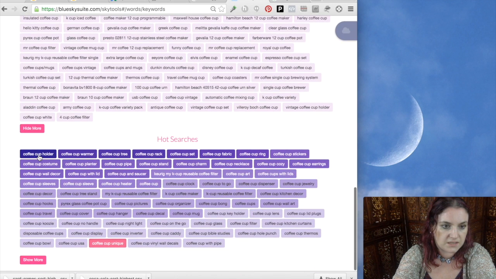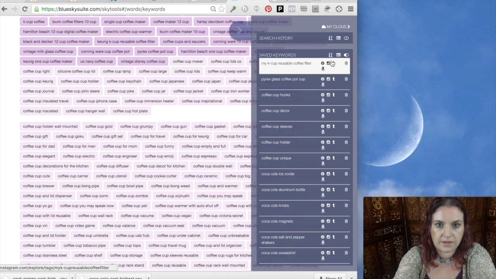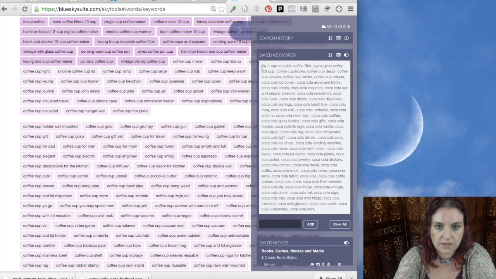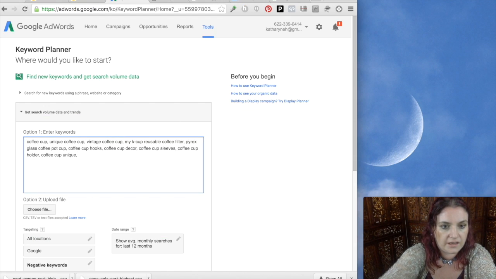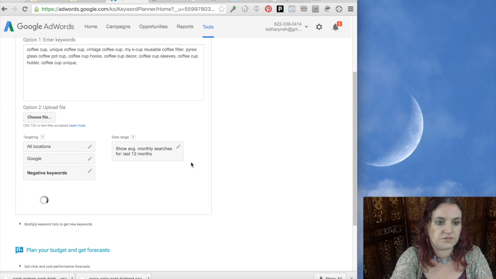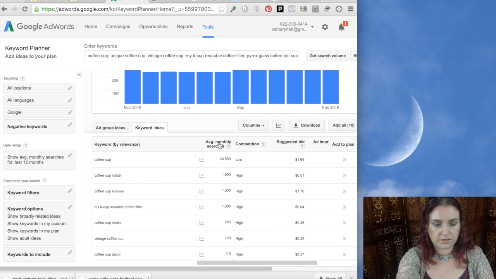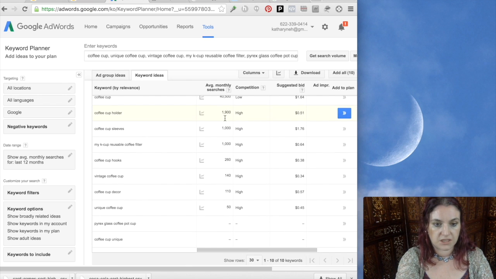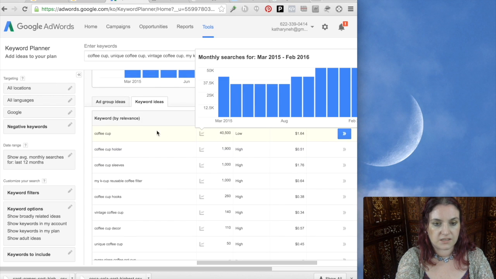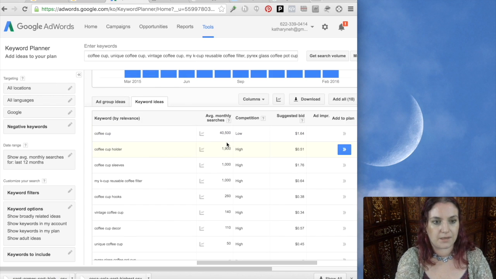So, for example, if I just clicked some of these words from Blue Sky, I can go to my save keywords and select some of those coffee words. I should have cleared my cache before I did this, but I can save my keywords from there. I can paste those right in here, and what we can do is say get search volume, and cool, Google AdWords actually gives me the average monthly searches on Google for all of those keywords, which is really useful and helpful. So you can see like coffee cup gets 40,000 searches a month on Google.